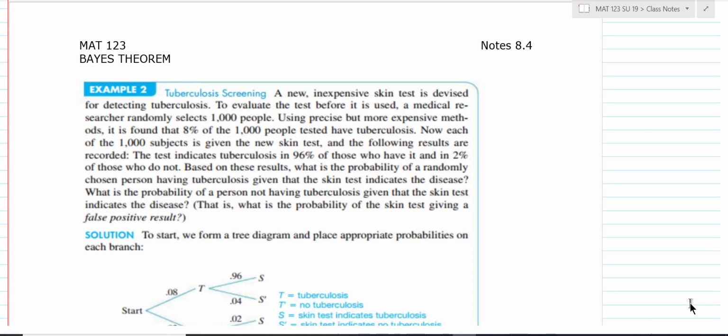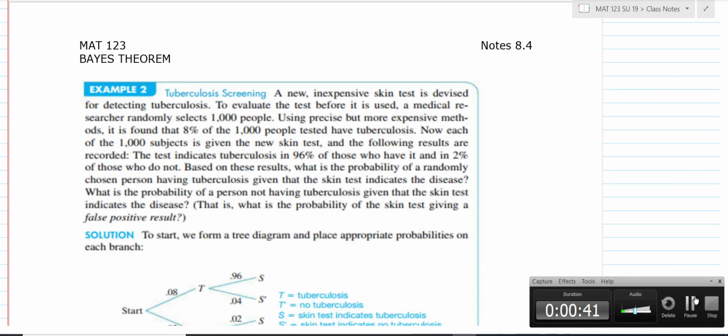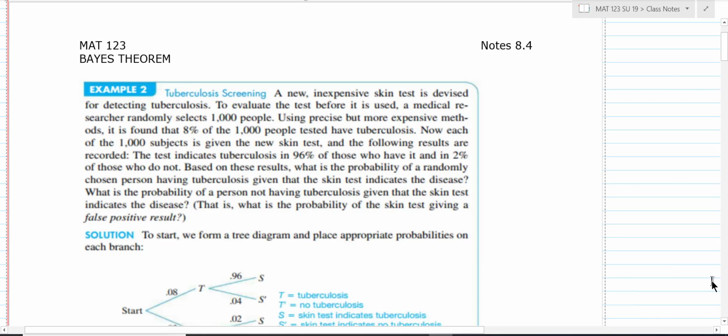Alright, students, let's go ahead and look at section 8.4, and it's a pretty short section. We're going to look at one major concept we call Bayes' theorem, and this has a lot to do with probability trees and given probabilities. So let's take a look at this example on tuberculosis screening.